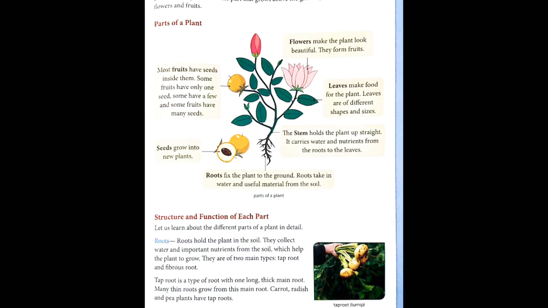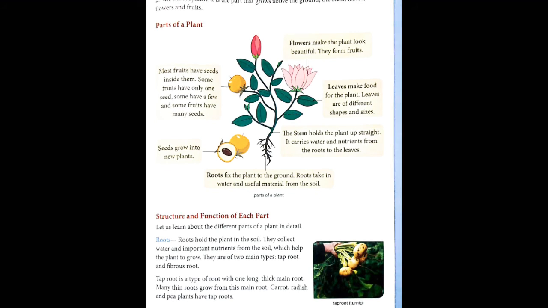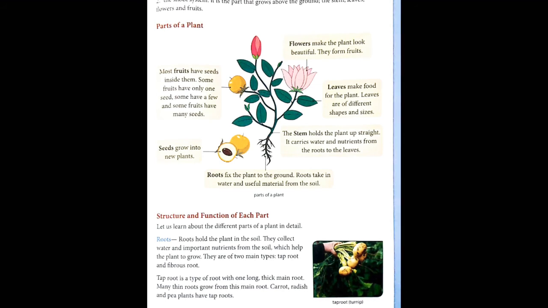Now we will study the structure and function of each part. Roots. So the first part is root. What is the function of root? I have already told you, they hold the plants in the soil. They collect water and important nutrients from the soil, which help the plant to grow. They are of two main types. So the two main types of roots are taproot and fibrous root.